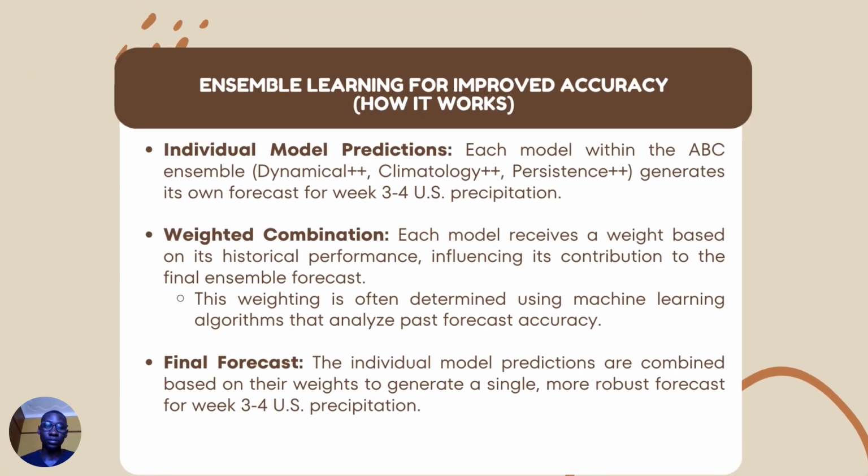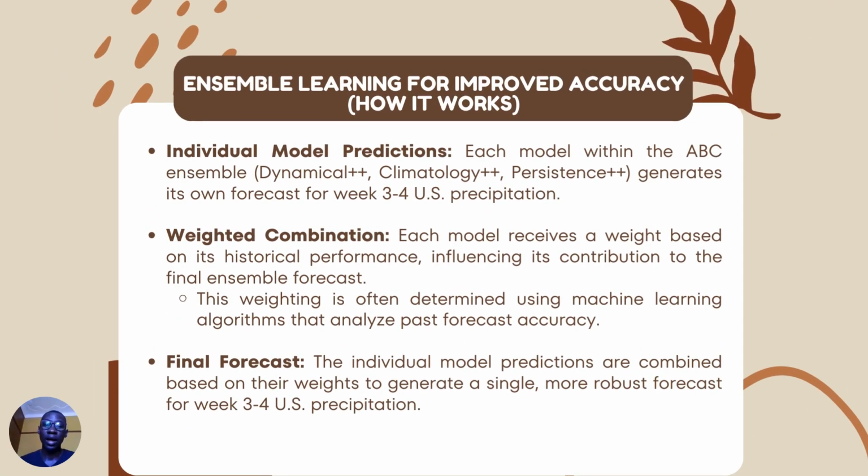So if we continue, how does the entire ensemble work if we bring all the models together? Basically, there is individual model prediction. These are three models used to come up with one model for the findings: dynamical, climatology, and persistence. Every model generates its own forecast. Then the weights combination.